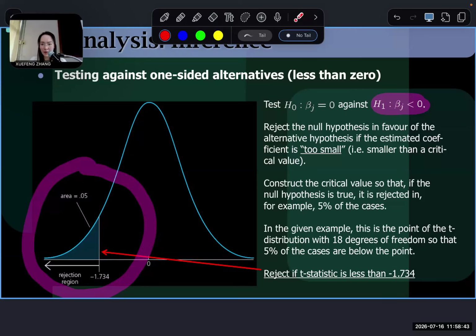That's why the rejection region is now on the left side of the curve. Same logic as before, we need to pick the critical value so that if H0 is true, we only reject 5% of the time. With 18 degrees of freedom, the critical value is negative 1.734. Notice the symmetry with the earlier slide, okay? Same idea, we just flipped around because our alternative hypothesis points in the other direction. The sign of H1 always tells you which tail to look at.